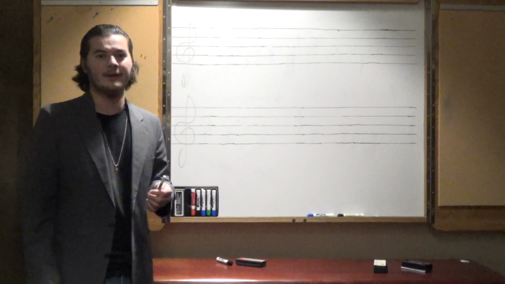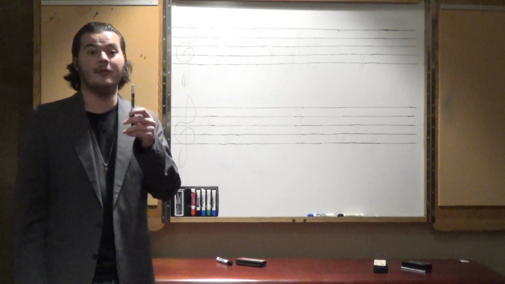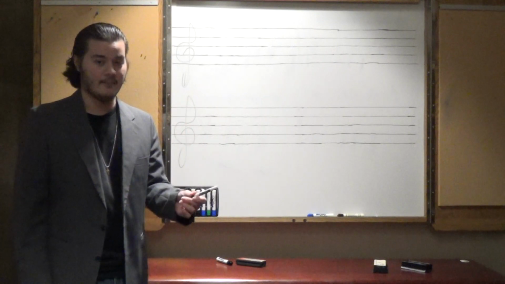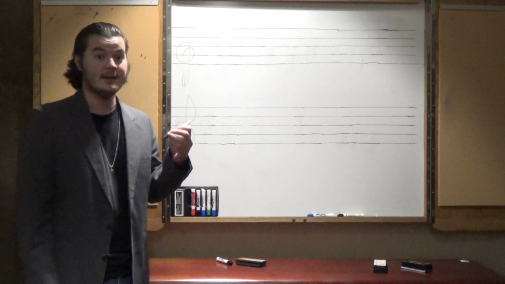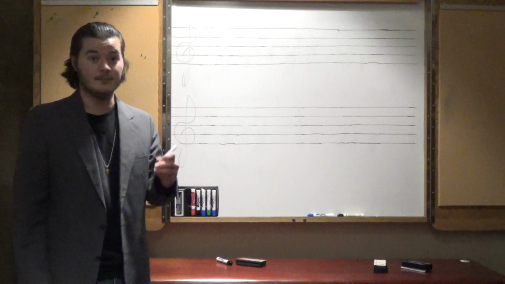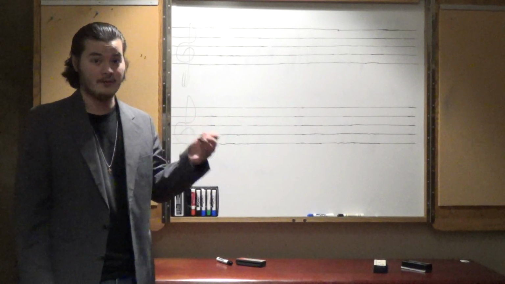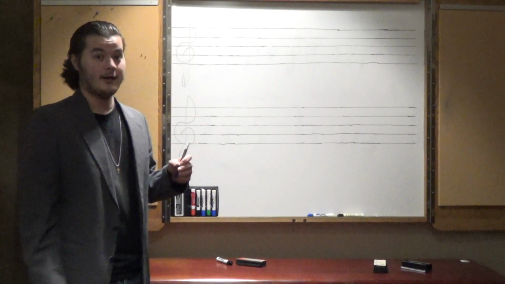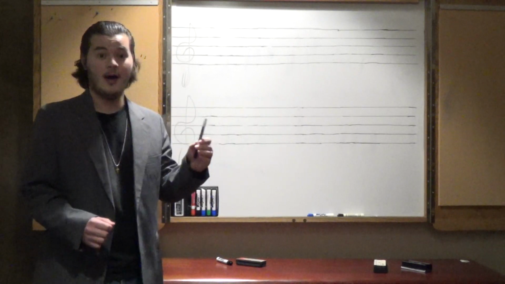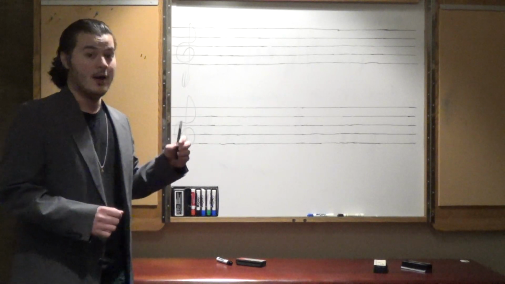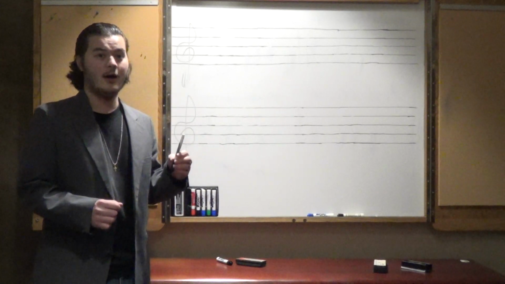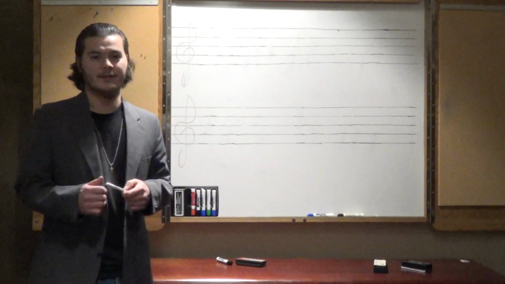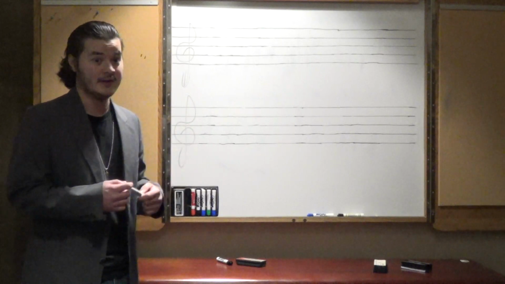So after hearing the melody, the first step is to figure out the time signature of the melody. I will do this by repeating the melody, but this time I'm going to emphasize the downbeat, or the first beat of each measure of the melody. After hearing this, we can figure out that the time signature of this melody is 4-4.